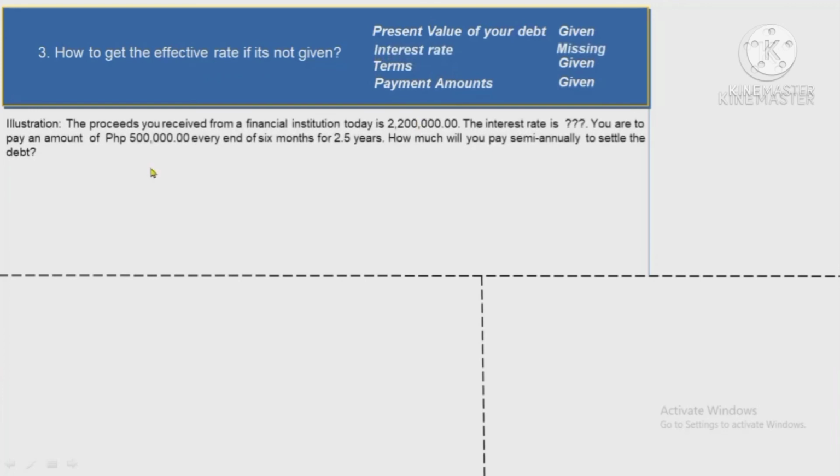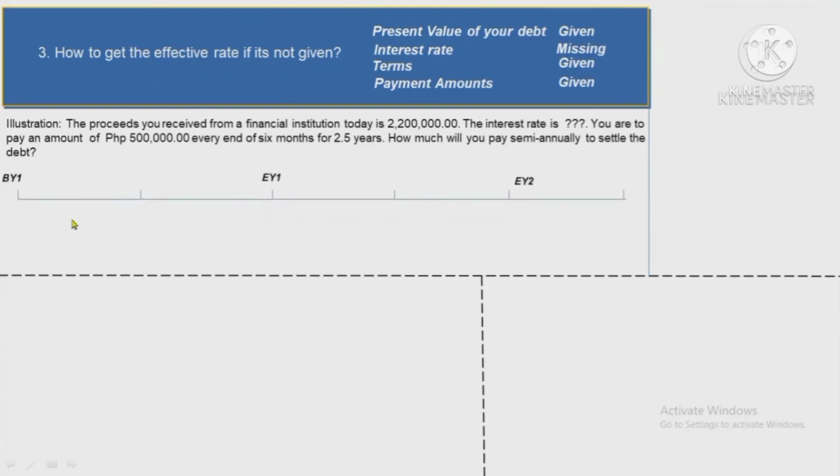The proceeds you receive from a financial institution today is 2.2 million. The interest rate is unknown. You are to pay an amount of 500,000 every end of 6 months for 2.5 years. How much will you pay semi-annually to settle the debt? To understand the given situation, let us explain it using the timeline.